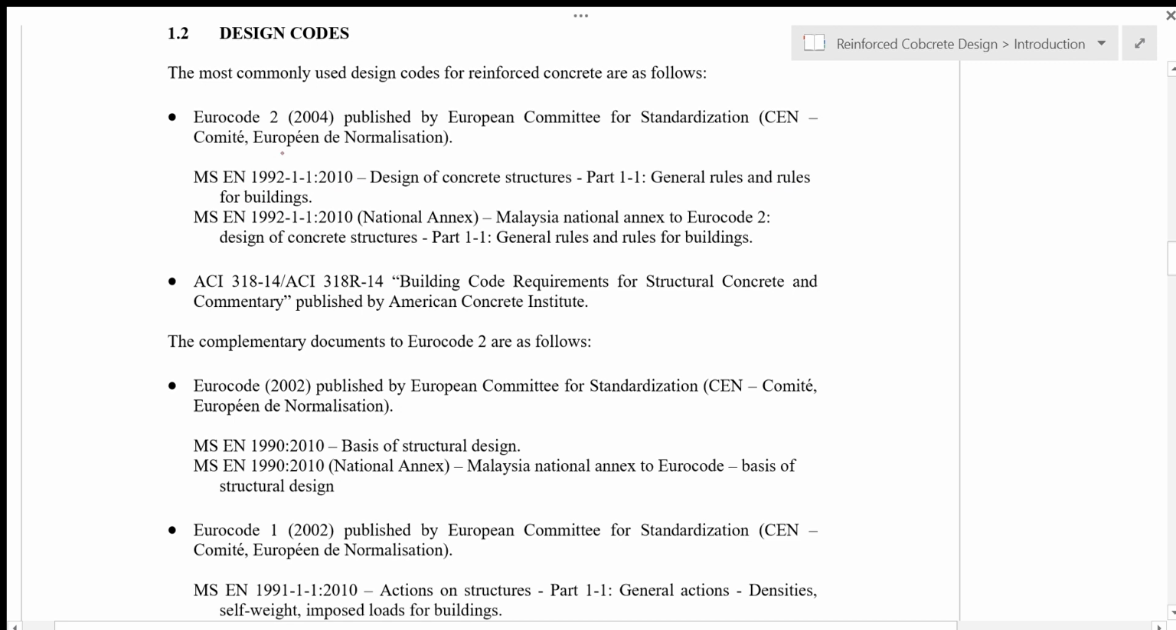right? And then in every code of practice, when we use Eurocode 2, there will be a national annex attached to it. National annex means the document that is only used in the nation that publishes it. So Malaysia, we have our Malaysia annex. This is called MS EN 1992-1-1 2010 Malaysia National Annex to Eurocode 2 Design of Concrete Structures Part 1-1 General Rules and Rules for Buildings.